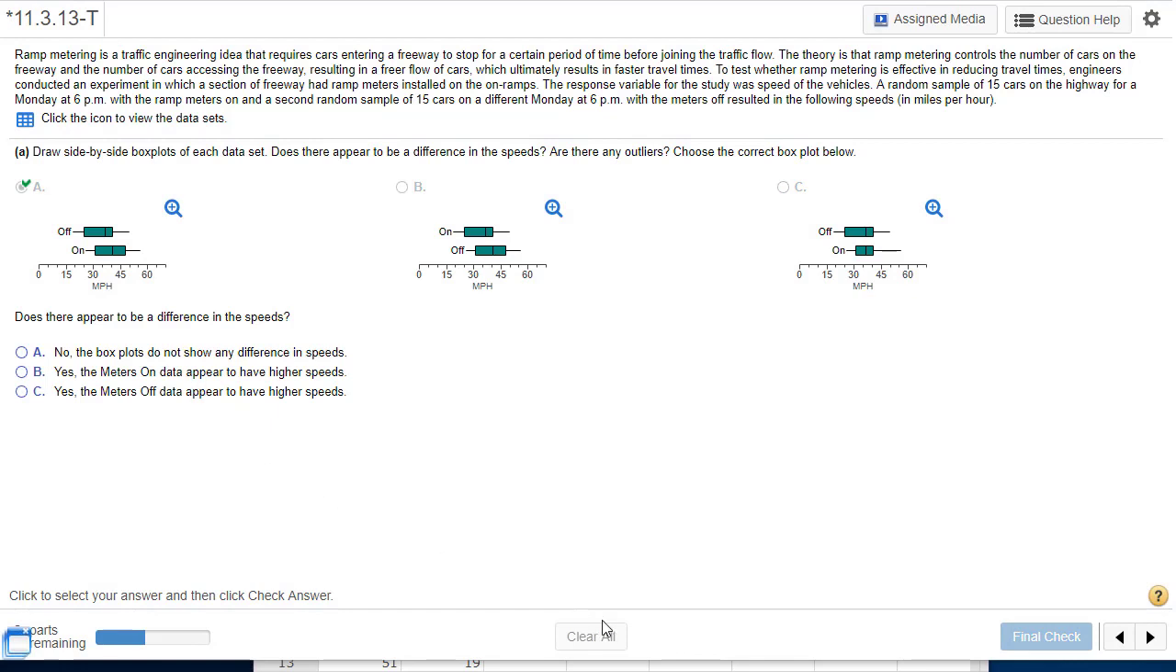So now, does there appear to be a difference in the speed? So there does appear to be a difference, right? The median is definitely bigger for the on than the off. Now, if I had picked maybe C over here, then those appear to be pretty close. Again, sometimes it's like reading tea leaves, and it's hard to know when they say appear to be different. What's your gut tell you? Does there appear to be a difference? Yes. The meter on appears to have higher speeds.